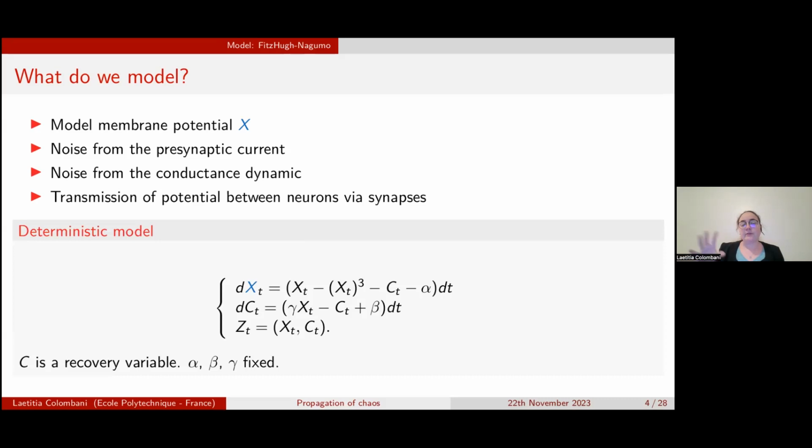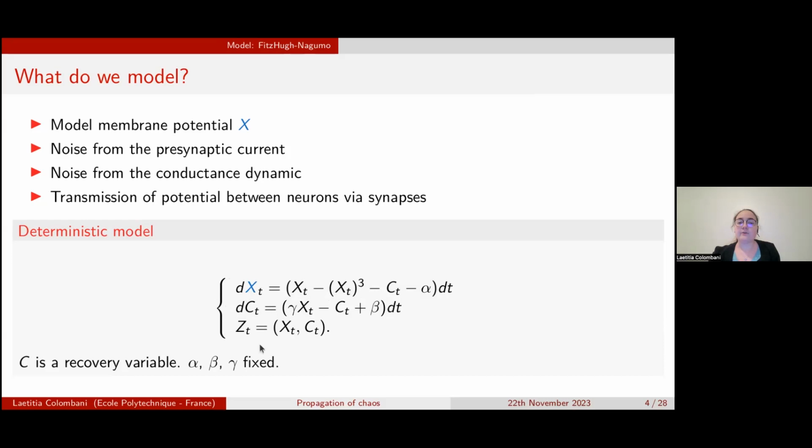Originally, the FitzHugh-Nagumo model is a deterministic model. It was studied in the 60s by FitzHugh first and Nagumo a year after. This model describes X, the electrical potential, and C, which is a recovery variable. So it's not a biological variable. It's just a variable which is here so that X has the good behavior. The specificity of the equation is that the dynamic of X is in X minus X cube minus C and minus a constant. The dynamic of C is more usual because it's linear in X and in C.